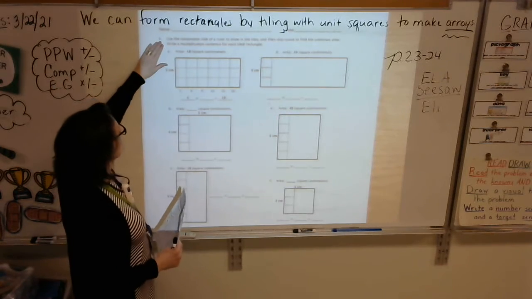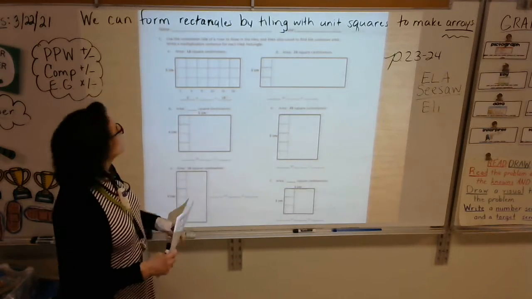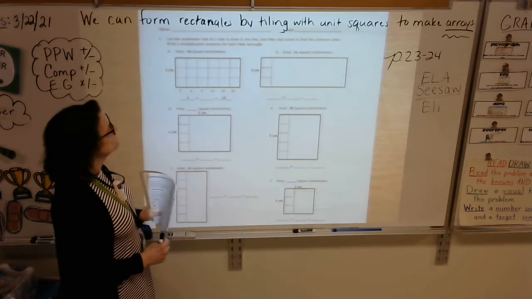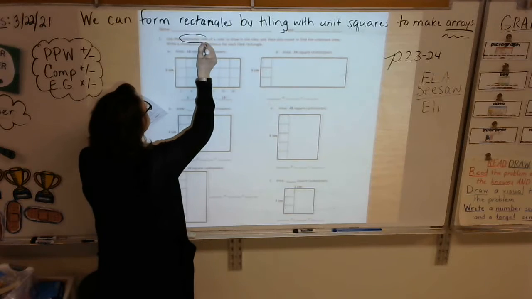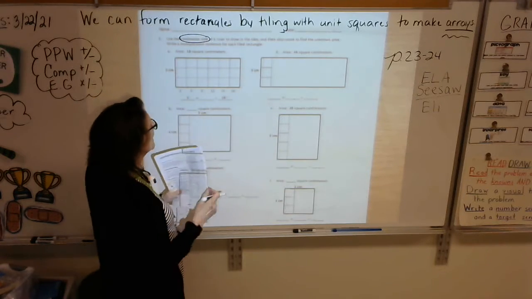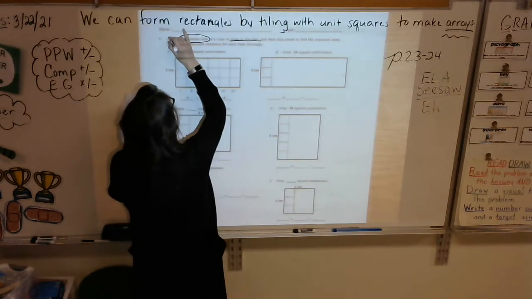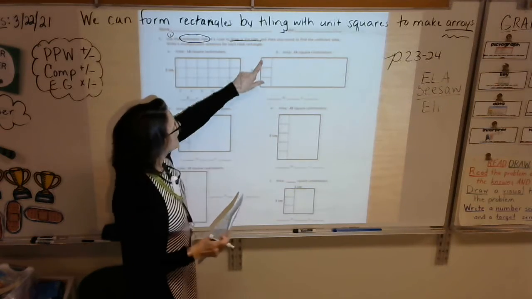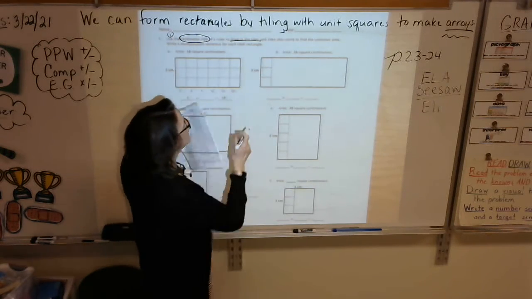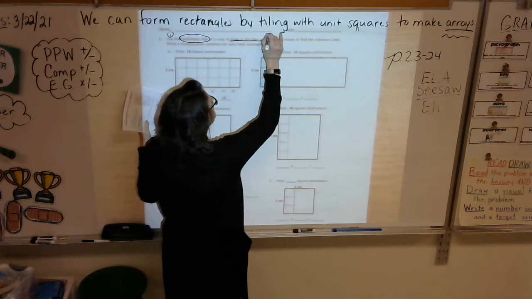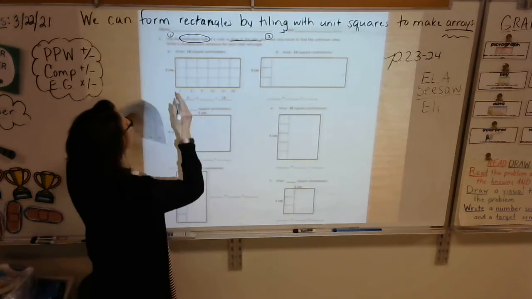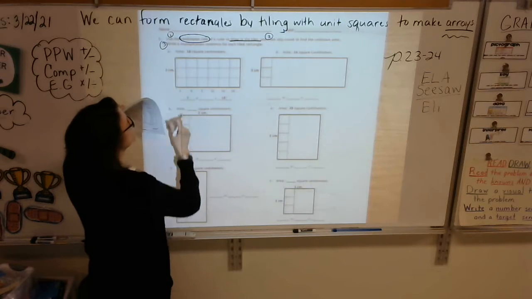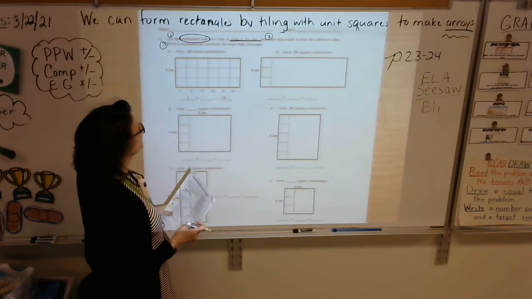Okay? So let's look at our directions here for number 1. It says, use the centimeter side of a ruler to draw in the tiles. So we want to make sure we use the centimeter side of our ruler, and we're going to draw in the tiles. So that's our first set of directions. Then skip count to find the unknown area. And then finally, number 3, we'll write a multiplication sentence for each tiled rectangle.